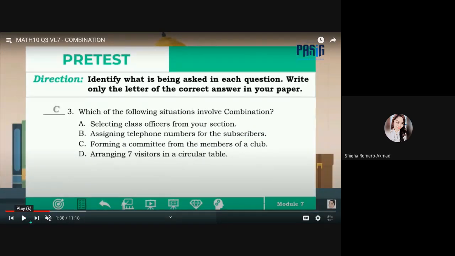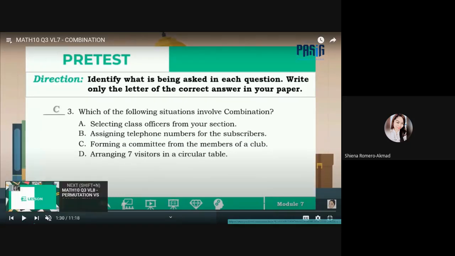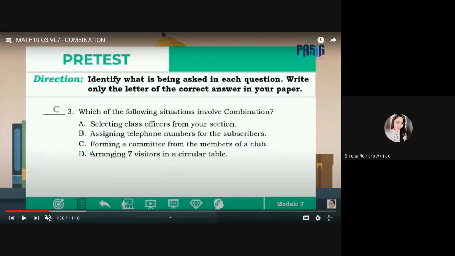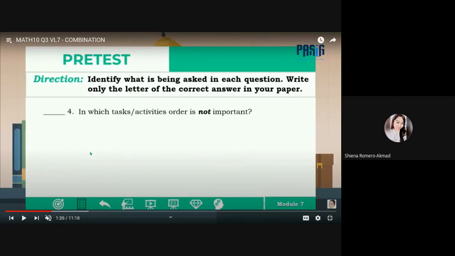Yan. So for letter B, remember kapag magpapalit kayo ng number, syempre iba na yung arrangement ng mga numbers na yon. Kapag nagkamali ka ng isang number lang, pwedeng iba na yung matawagan, iba na yung matext, o kaya iba na yung may-ari ng number na yon. Okay? So order matters in letter B. In letter D, arranging 7 visitors in a circular table. Remember, this involves circular permutation. You are arranging. So the order of the visitors in a round table matters. So the answer here is letter C.